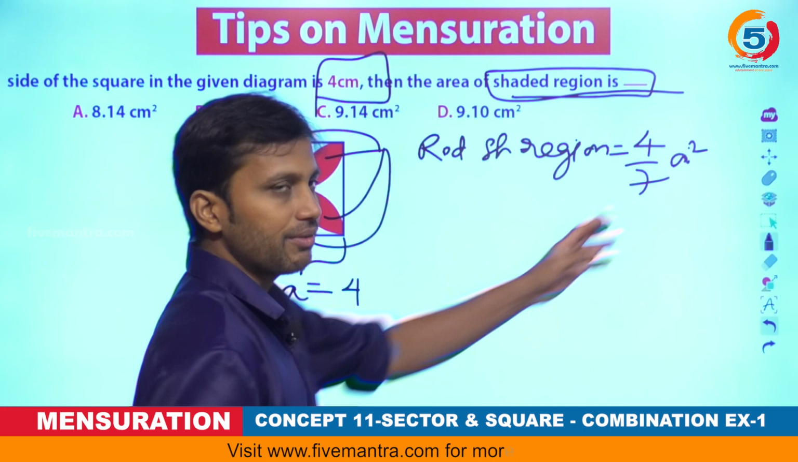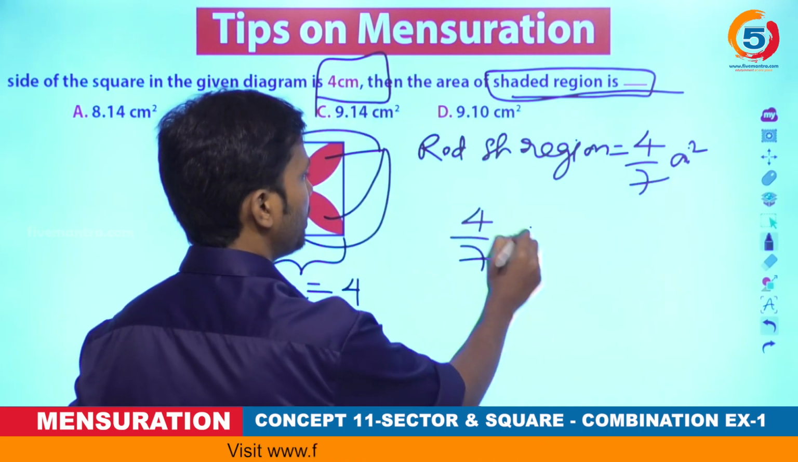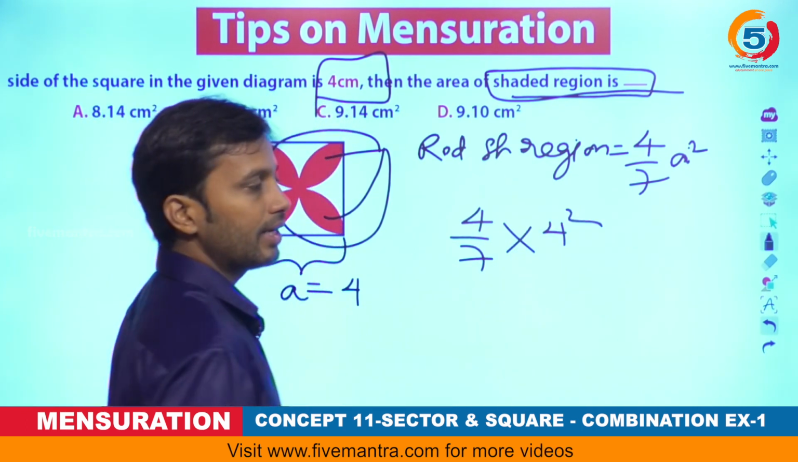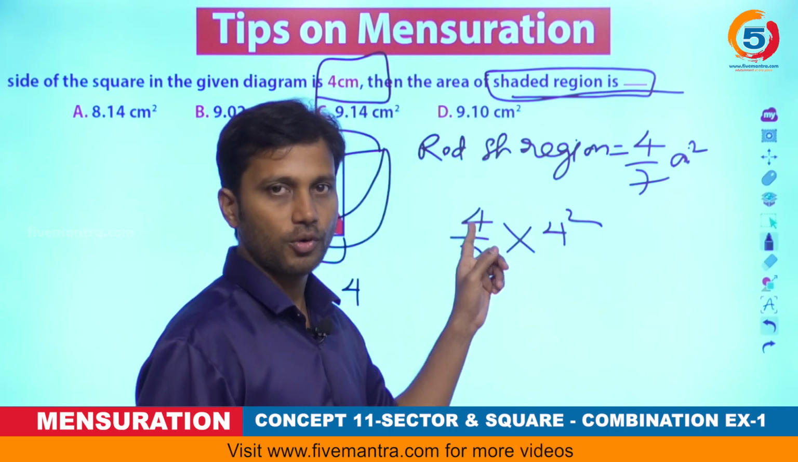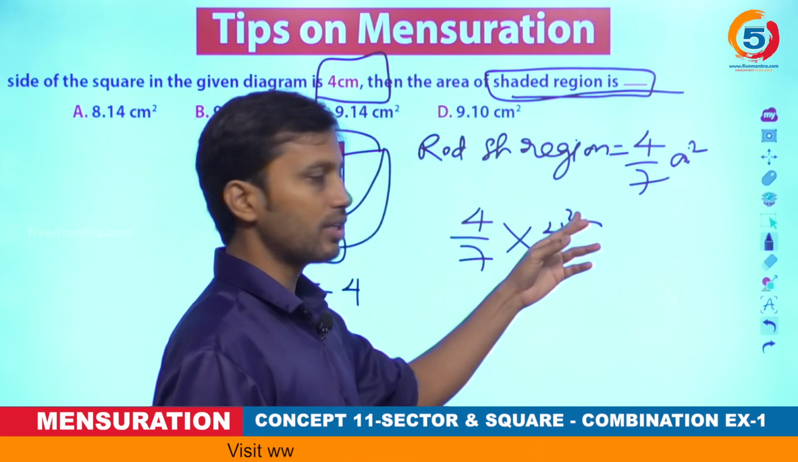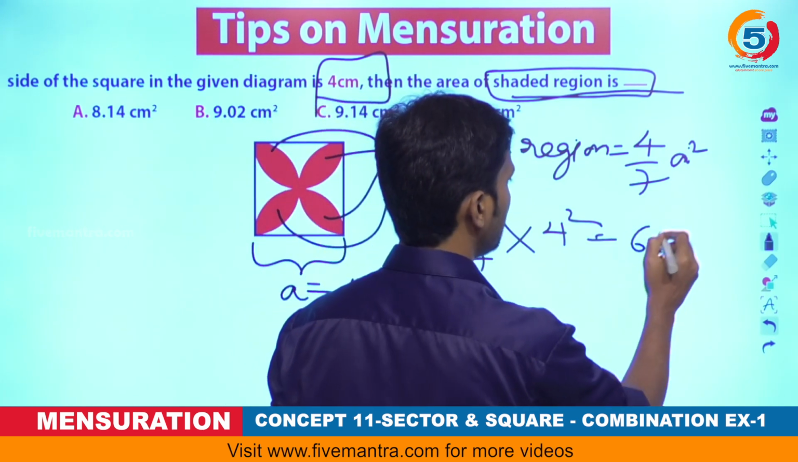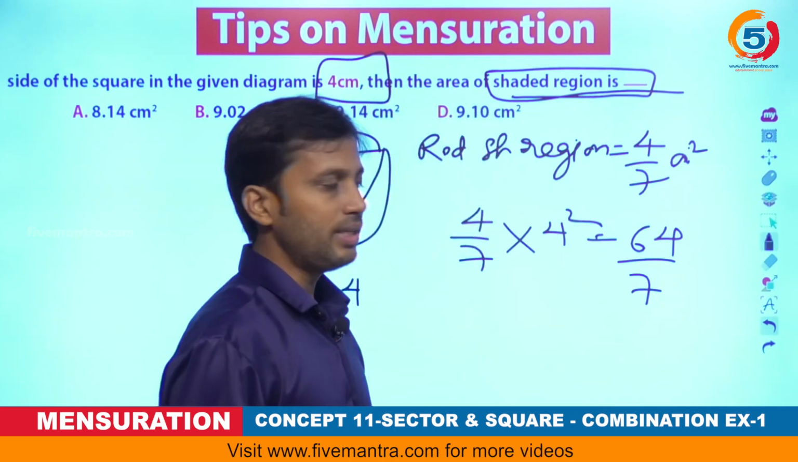So what we have to do? Better we substitute in that. We get 4 by 7 into the value of A, which is 4. That means 4 square into 4, that would be 4 cube, that means 64. 4 4s are 16, 16 4s are 64, by 7. So that would be 64 by 7.